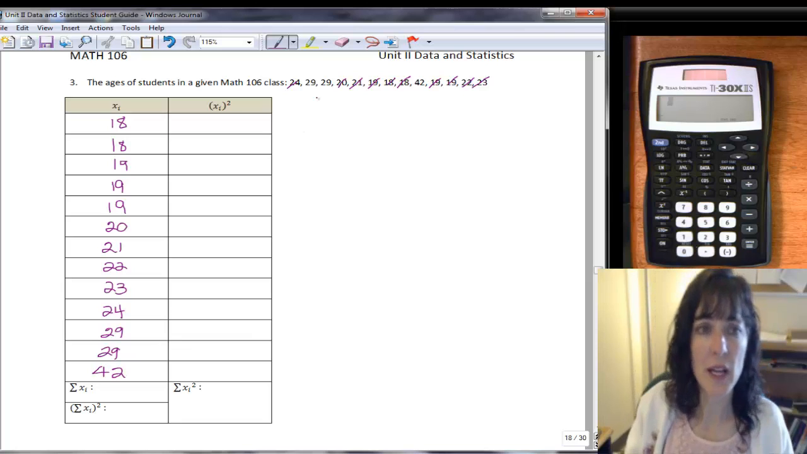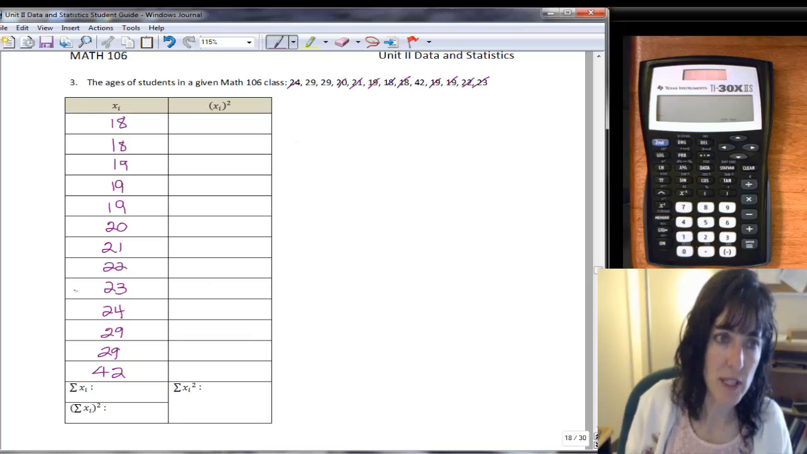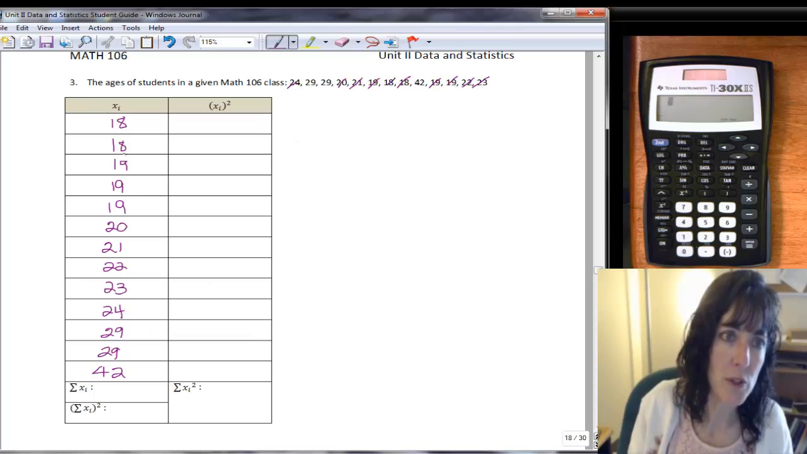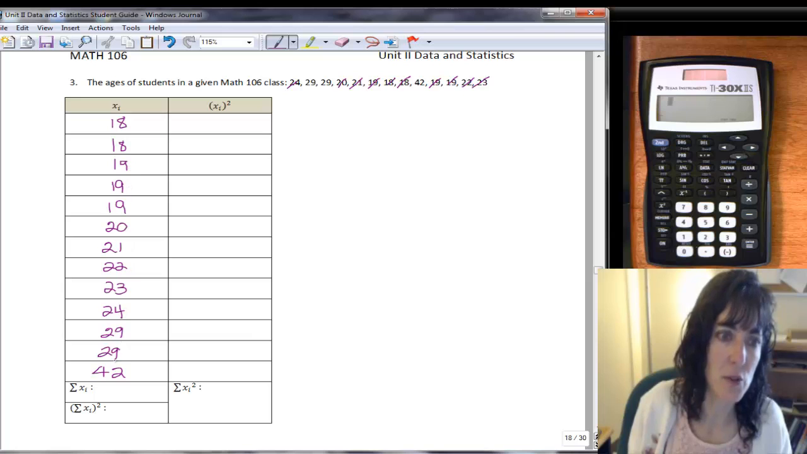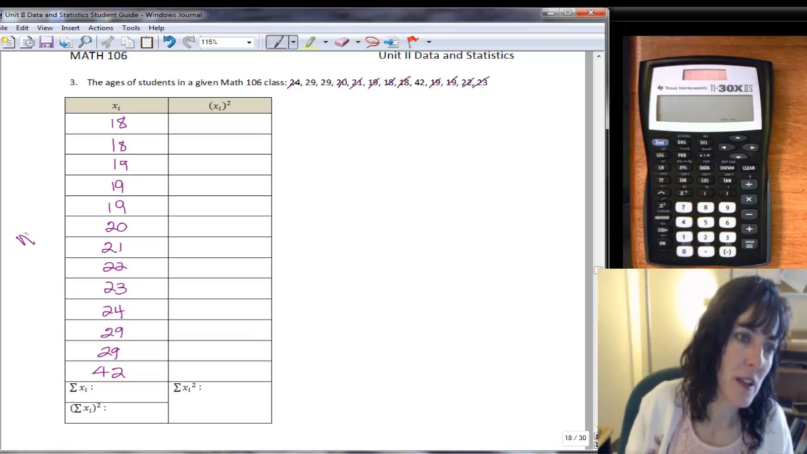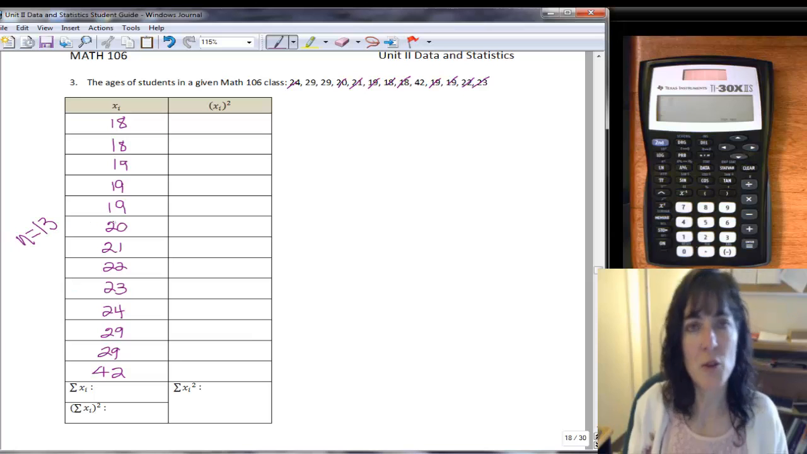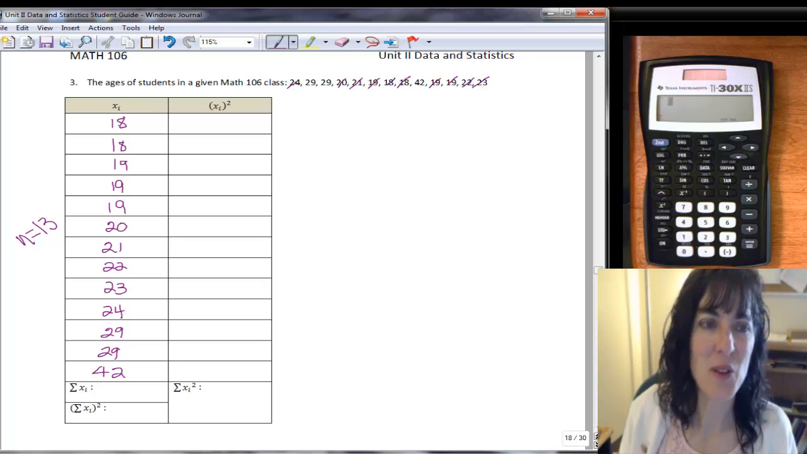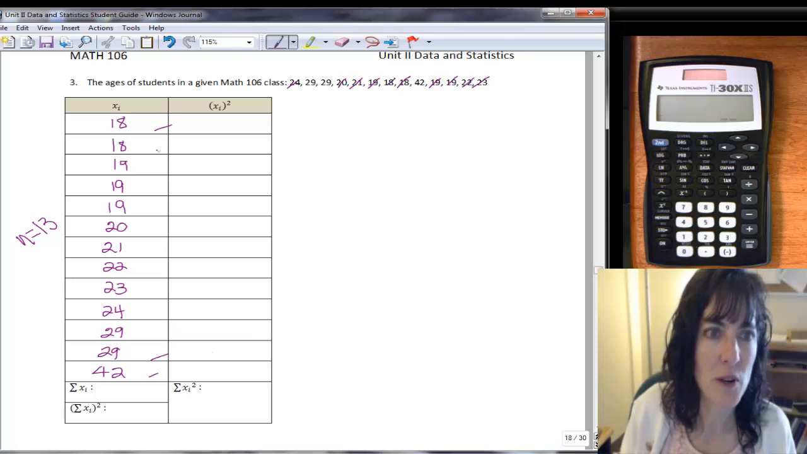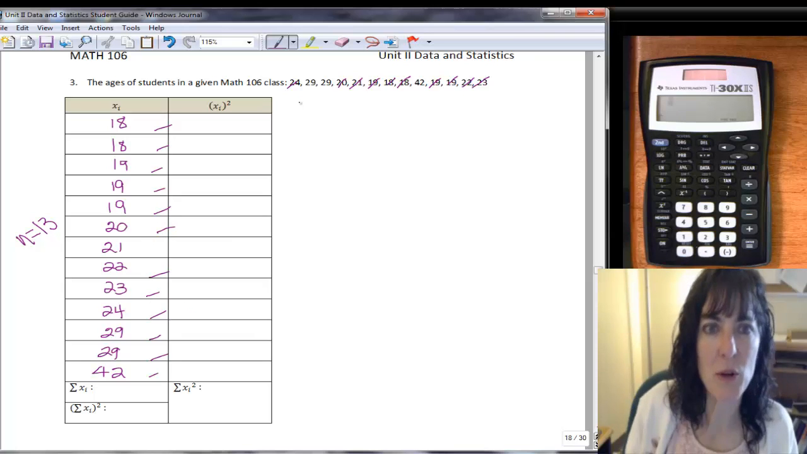Okay, so I see my data is all in order and I need to count them up. 1, 2, 3, 4, 5, 6, 7, 8, 9, 10, 11, 12, 13. So my n equals 13, which means that my 7th one is my middle point. So if I mark them off, there's 2 on each end, there's 4, and getting closer, 2 more on each end, and that 21 is my middle point.